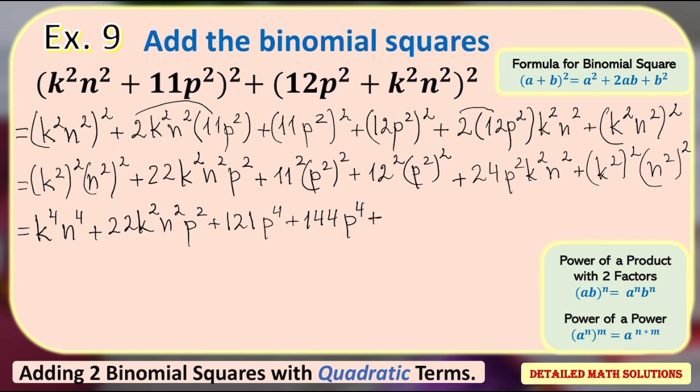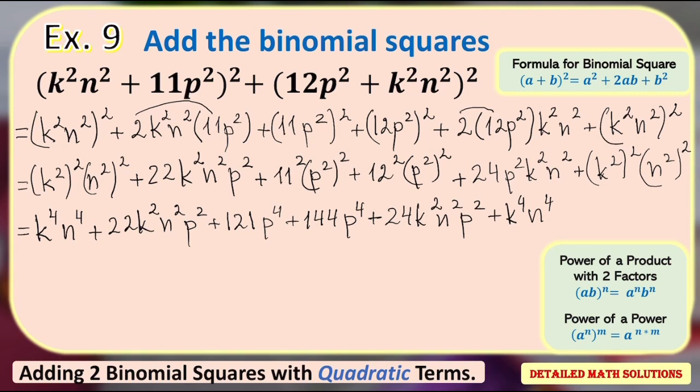put it in a standard form where the variables are listed in alphabetical order. So this equals to 24k squared n squared p squared plus k squared to the power of 2 equals to k to the 4th and then n to the 4th power.